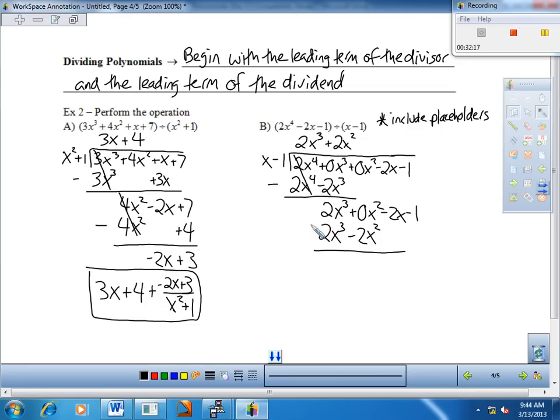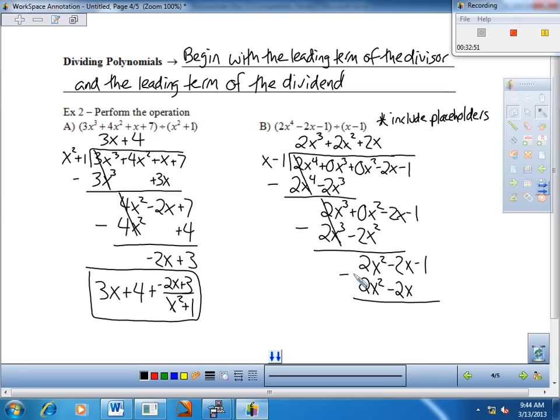Looking good. Again, it's just operation and then repeat. Here we go. Subtract. Those cancel. 0x squared minus -2x squared is 2x squared minus 2x minus 1. We're getting close. So how many times does x go into 2x squared? Should go in 2x times. And now repeat, guys. Distribute that into the divisor. 2x times x is 2x squared. 2x times -1 is -2x.